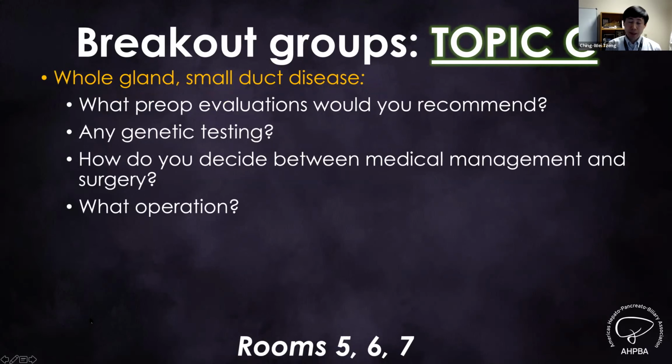And then finally, for topic C, whole gland disease, small duct. Last one was large duct. Small duct for this one. Again, what pre-op evaluations would you recommend? Any additional medical testing? How would you decide between medical management in these types of patients versus surgery? Again, how long would you put off surgery and when would you decide? And if you did have to do surgery, what operation would you do?